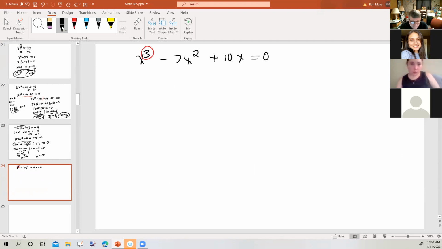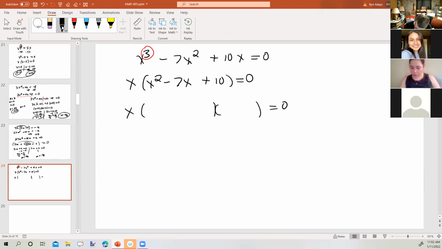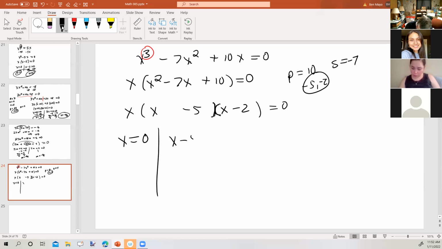Well, the left side of the equation is already in standard form, but there's a greatest common factor of an x. So we'll take that out. And then the trinomial that's left is not a perfect square, but it has a leading coefficient of 1. I'm looking for a product that's 10 and a sum that's negative 7. So negative 5 and negative 2. So I've got three factors containing a variable. So x equals 0, x minus 5 equals 0, x minus 2 equals 0.